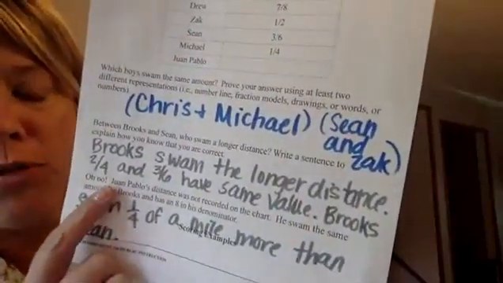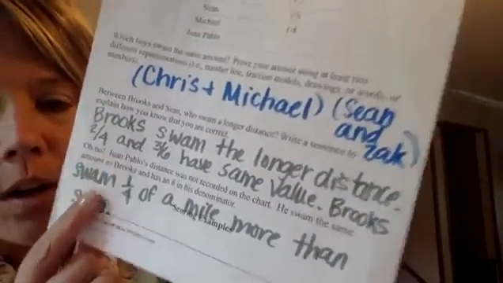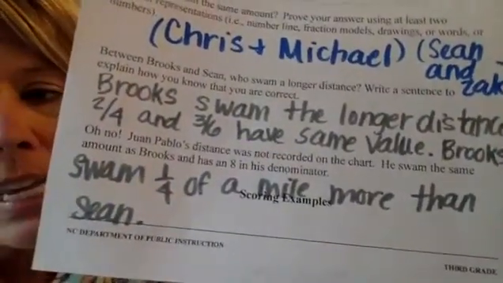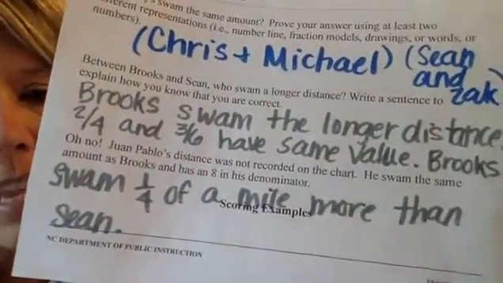Okay, so tomorrow we are going to look at the last one, even though Miss Street had to write over it. Oh no, Juan Pablo's distance was not recorded on the chart. He swam the same amount as Brooks and has an 8 in the denominator. So tomorrow we are going to figure out how much of the mile Juan Pablo swam.